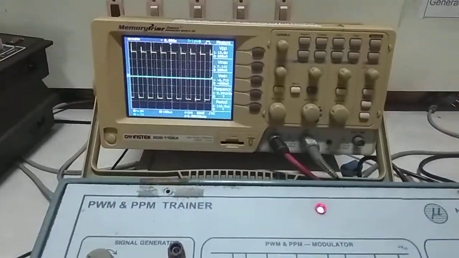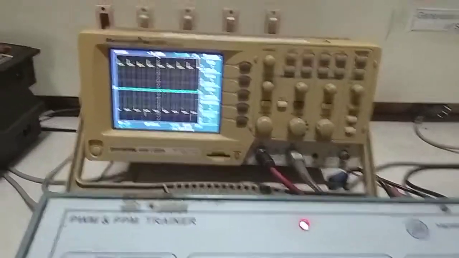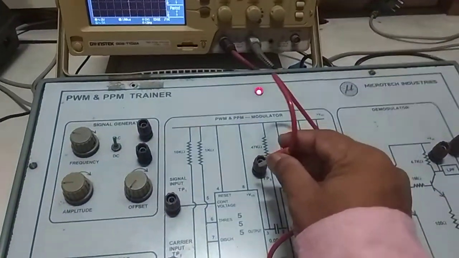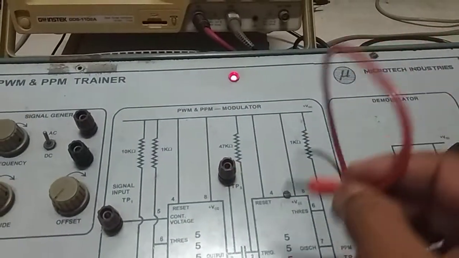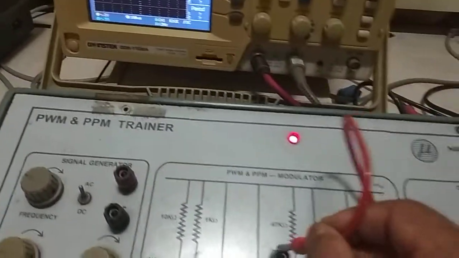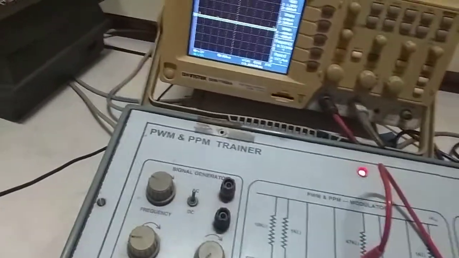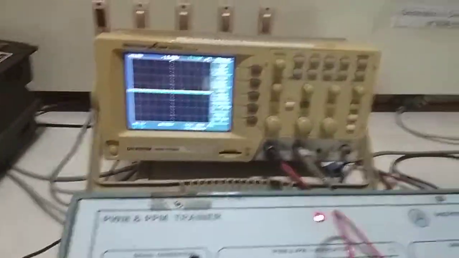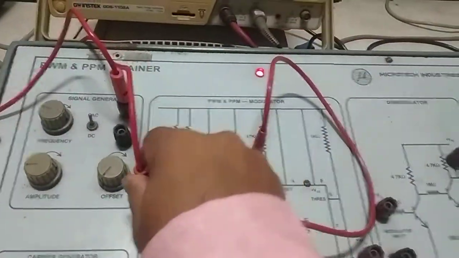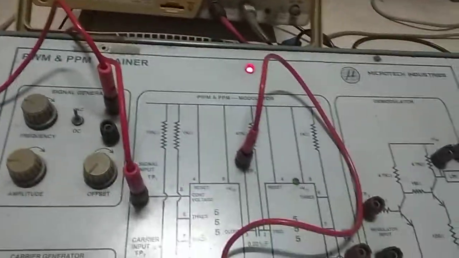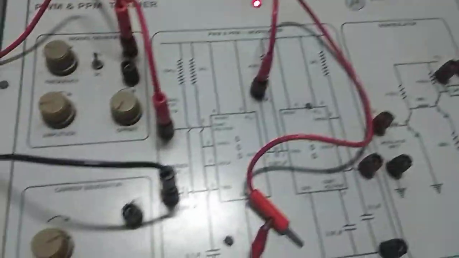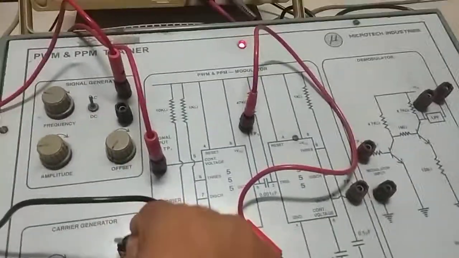Now we are going to do the pulse width modulation. How can it be done? Let's start. At first we just connect it at PWM. This is the PWM modulator, this is the PPM modulator. So we are going to PWM modulate the signal. For that we are connected at channel 1. Channel 1, the yellow signal, is the PWM modulated signal, and we are connecting the message signal at the signal input, and then the carrier signal to this input. Okay, carrier is inputted and the message is inputted.